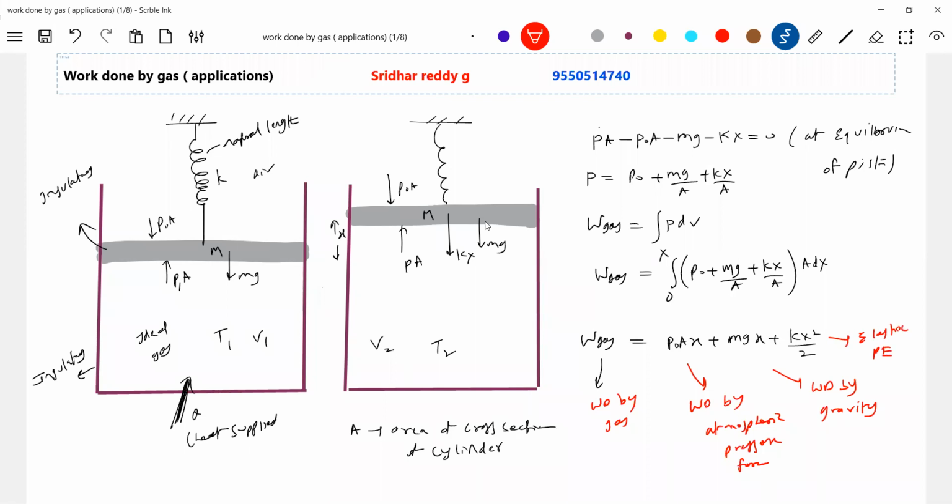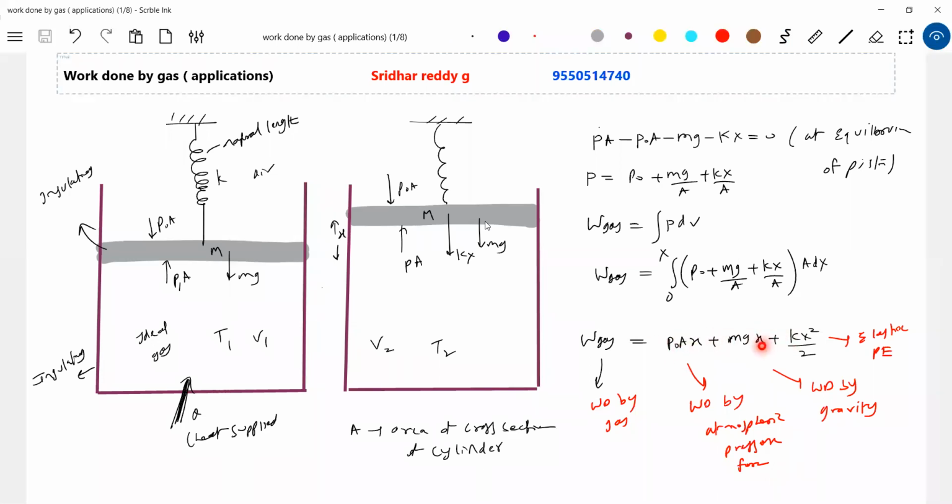Okay, what all the gas does work, what will happen? A part of it is used to overcome the atmospheric pressure force. A part is used to raise the potential energy of the piston, and the remaining will be converted into increase in elastic potential energy of the spring. Getting the idea? So this is what it means: work done by the gas has been converted into these three forms.